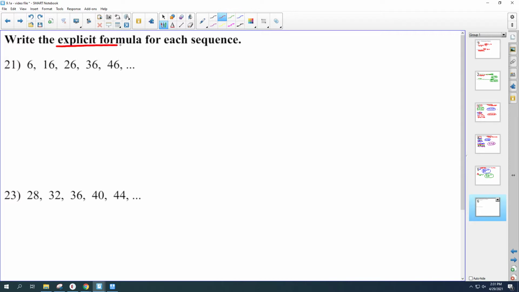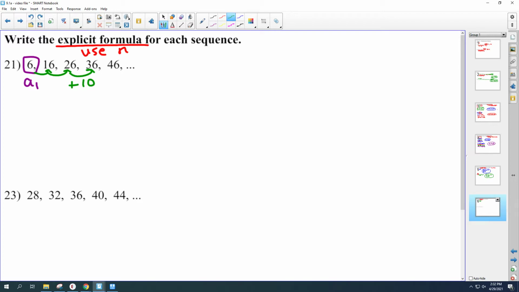Now we want to find the explicit formula. Remember, explicit formula is going to use n, not previous terms. So you might have an n or an n squared or something like that. So let's see, what are we going to do? Okay, so we can see we start at 6. A1 is 6, and you kind of do the same thing. We look at the pattern, plus 10, plus 10, plus 10. Looks like we're adding 10. All right, but we don't want to do the same thing as what we did just a second ago. We want to find the explicit formula.